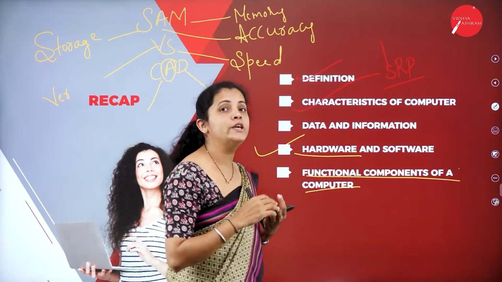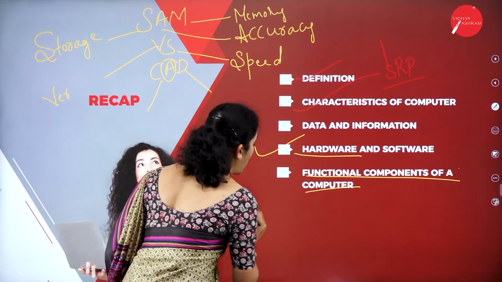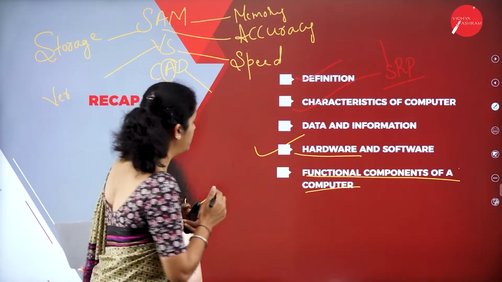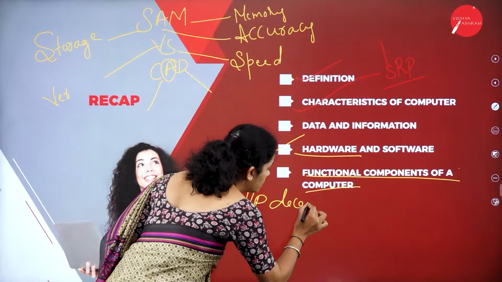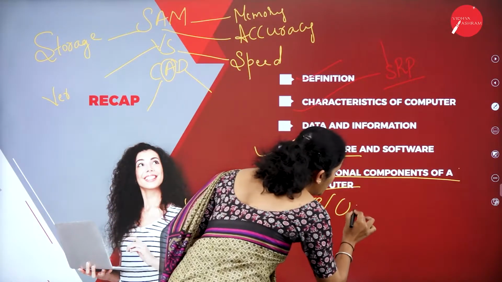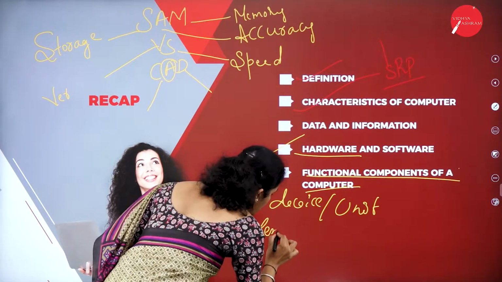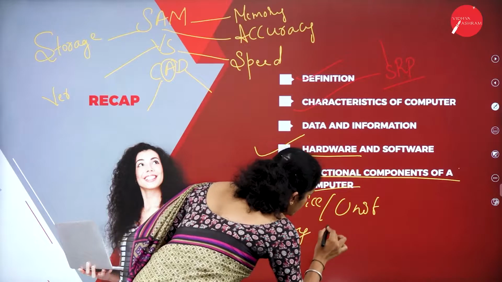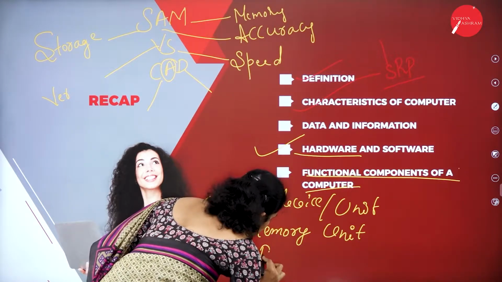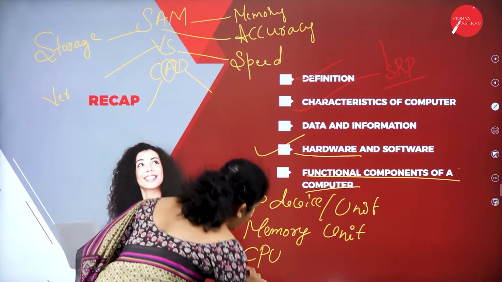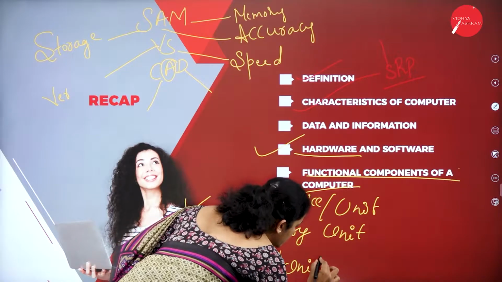Then moving on to the components of a computer system, here we have 4 different components, that is the input device or input unit, then the memory unit, then the CPU, and at the end the output unit.